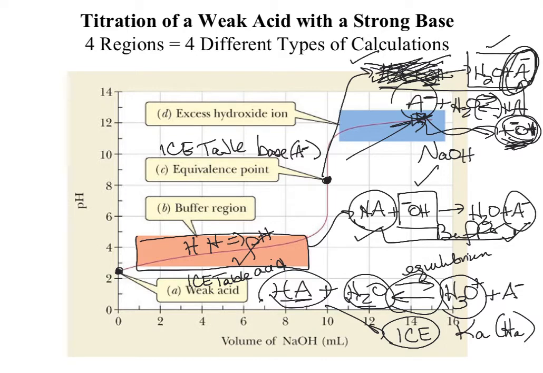Now, it's not as likely at all that you're going to have a problem where you've overshot the equivalence point. But if you do, you need to know how to calculate pH. If you overshoot the equivalence point, what is going to be present in your solution? So this is what it's going to look like from a chemical reaction point of view.